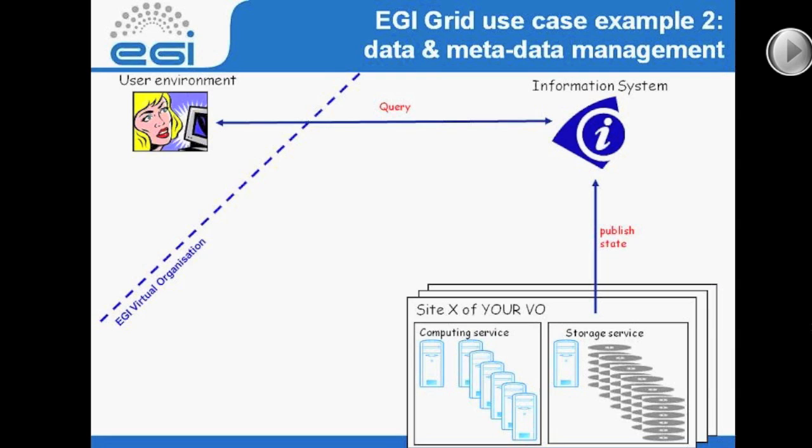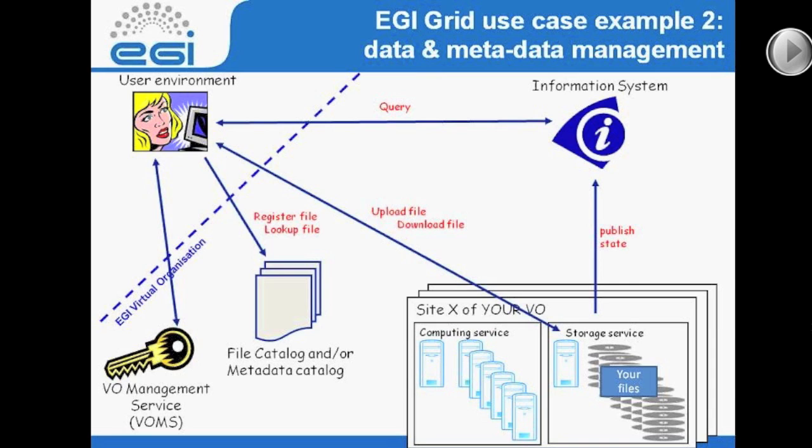So the situation is the same as earlier. There is the user environment, there is the virtual organization, which includes several sites, each with its own computing and storage services. There is an information system that knows about the status of these sites. The VO management service is used first to log in. And then in this scenario, what the user does is basically upload files and download files between the user environment and the storage service and register these files in a file catalog or in a metadata catalog.